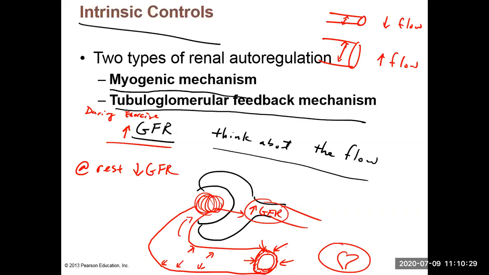All right. So more flow, that means more coming out. Okay. Lower flow, it means lower coming out. All right. So that's what happens. This is at rest, lower GFR. We wanted to increase the GFR. Well, how do we do that? By increasing the flow, by vasodilation. Now you have less resistance to flow. So what that means is we need to increase the flow. When we increase the flow, the GFR will be increased and the mission will be accomplished.